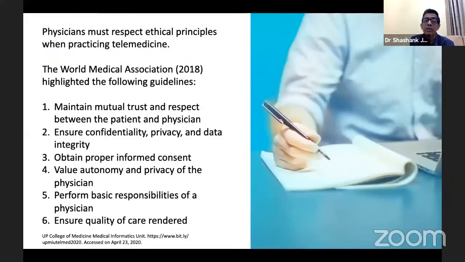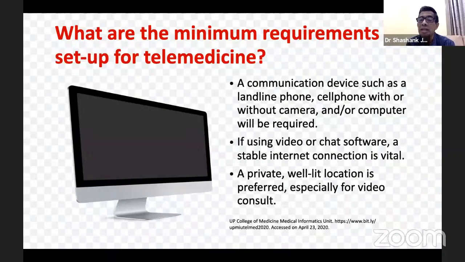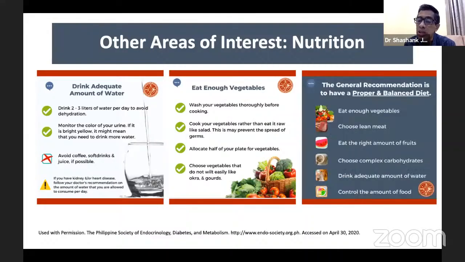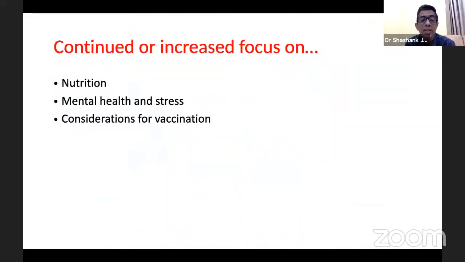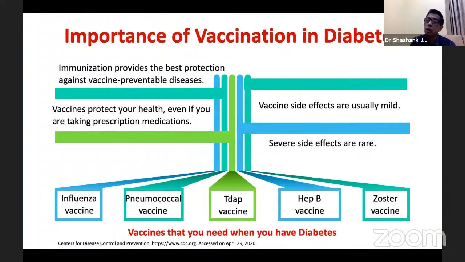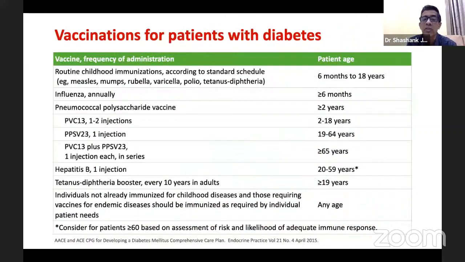We need to ensure that we follow our highest ethics, which is very important, so that we maintain confidentiality, privacy, data integrity, informed consent, and autonomy. And we need to have the right setup for appropriate teleconsult. That's so important. We must not forget nutrition. Drink an adequate amount of water, eat enough vegetables, eat right, eat slowly, eat on time, sleep well. Nutrition, mental health and stress will have more focus. And don't forget vaccinations in our diabetics, because they need to be protected. They need to get their flu shot and their pneumococcal vaccine shot, and various other vaccines for diabetics.